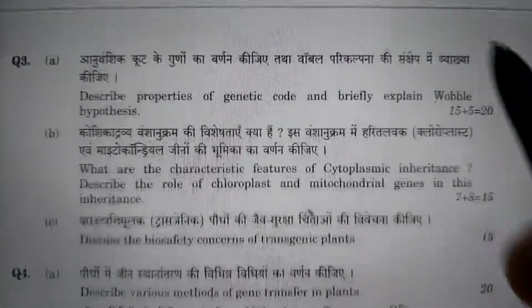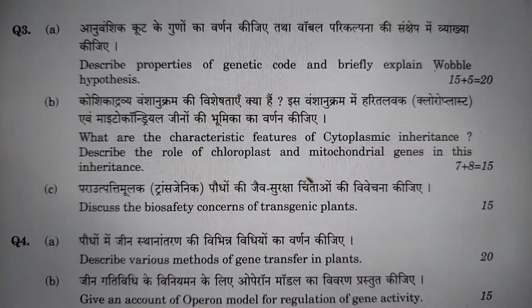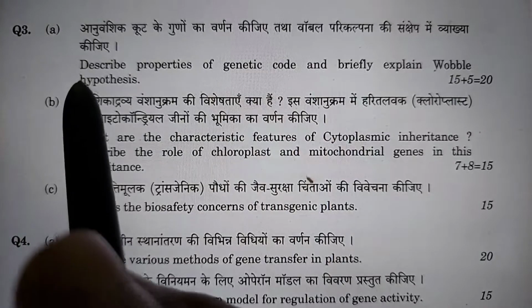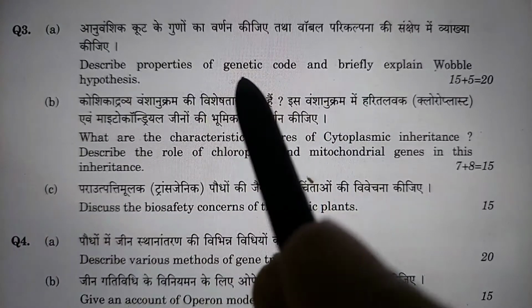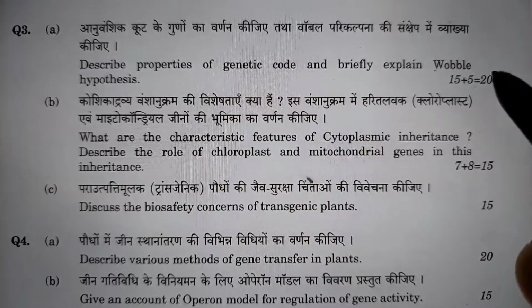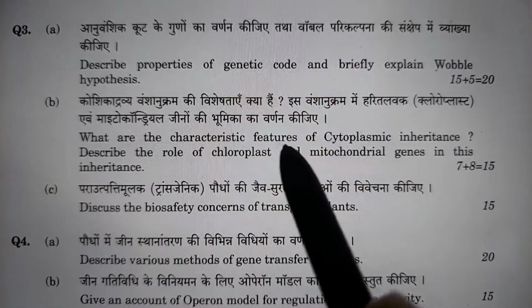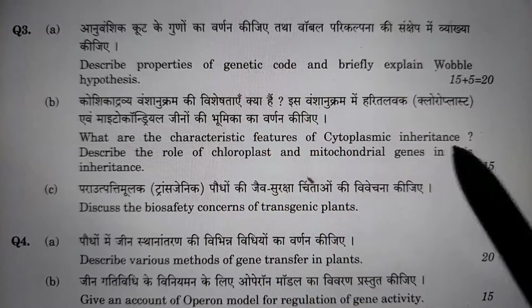10 plus 5. So this is question number 3, and this one is also having 3 options. Option A is describe properties of genetic code and briefly explain Ochoa's hypothesis. 15 plus 5, total 20. Option B, what are the characteristic features of cytoplasmic inheritance?